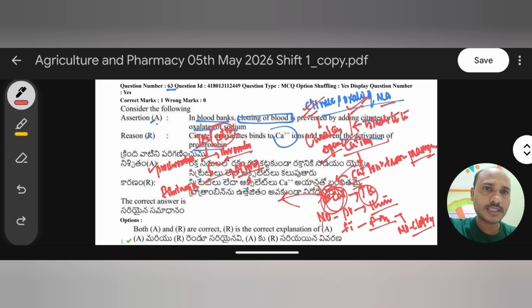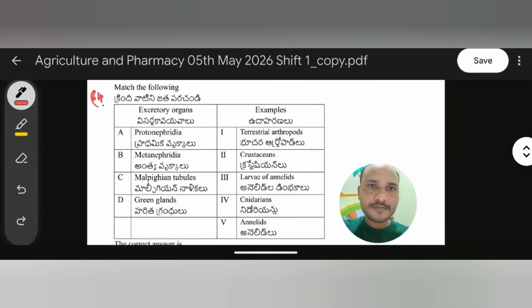So assertion and reason are both correct statements. So here the right answer is both A and R are correct, and R is the correct explanation of A. Why? Because it prevents the activation of prothrombin; no prothrombin will be activated. Why? Because there is no calcium.